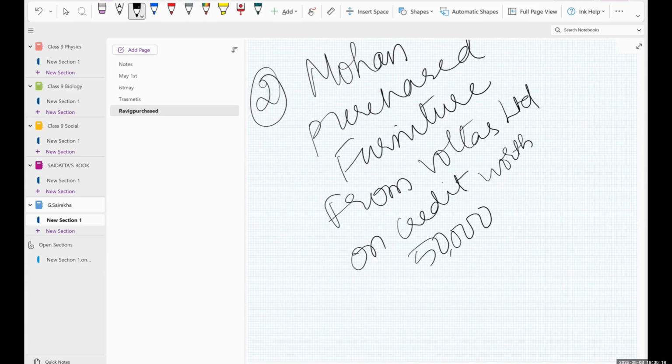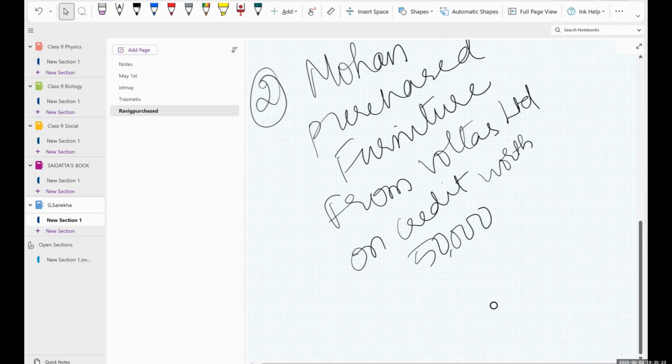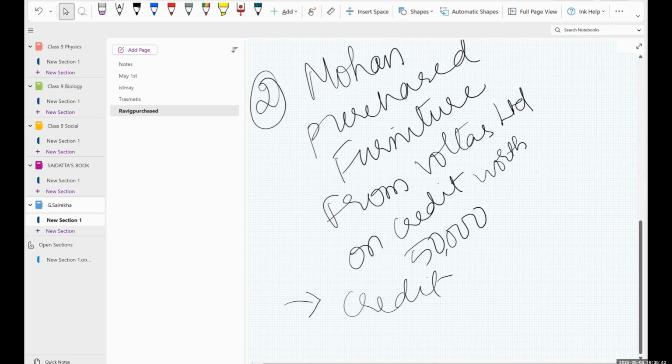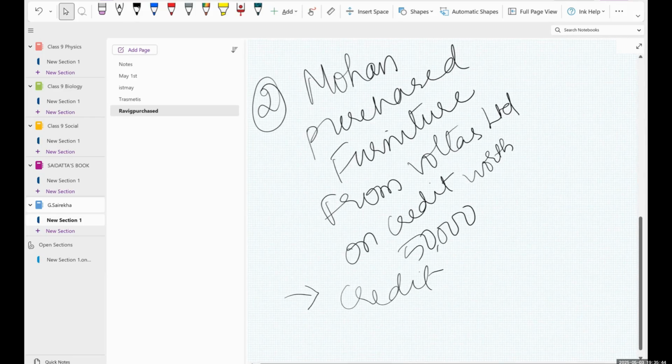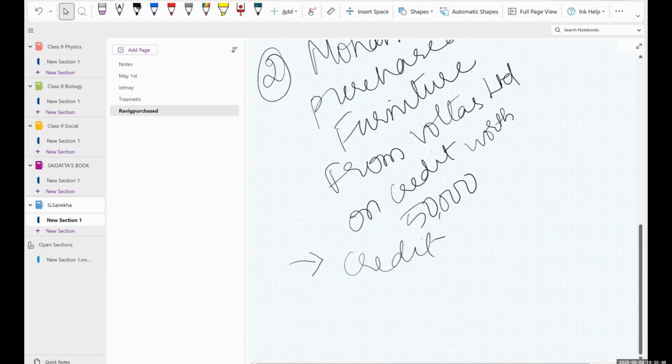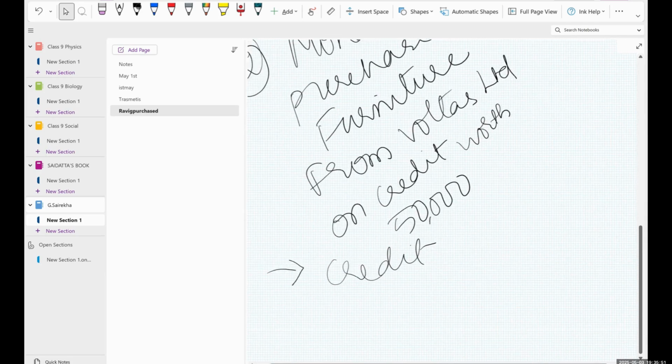Now, can you see this? Yes, ma'am. So Mohan purchased furniture from Voltas Limited on credit worth 50,000. Is this a cash transaction or a credit transaction? Credit. What will happen in a credit transaction? Immediately money will not be paid. So they already clearly mentioned credit. Credit means immediately money will not be paid.